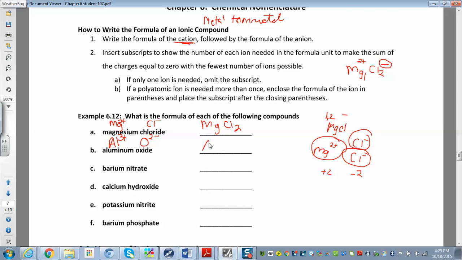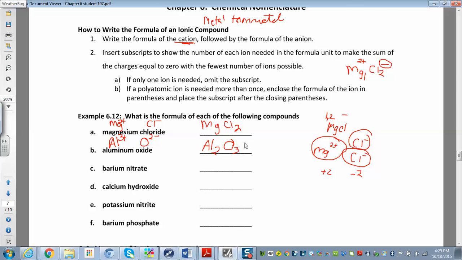I have aluminum, and I have oxygen. I have a 2 up here on the oxygen, so I'm going to cross that down here and put the 2 next to the aluminum. I have a 3 up here on the aluminum. I'm going to cross that down. So now I have 3 oxygens.